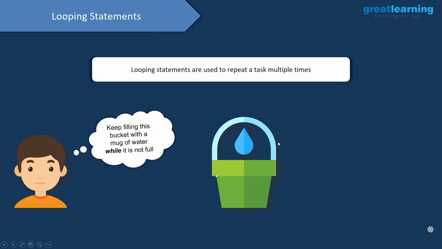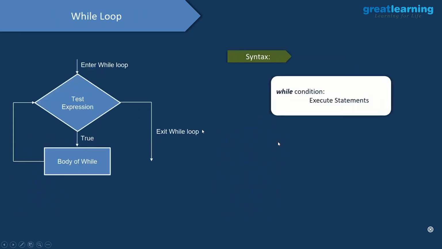So we had seen this example where we had to fill up a bucket, and to fill up that bucket, we had to take a mug of water and keep pouring that mug of water until this bucket is full. So the condition is, while this bucket is not full, we will keep on repeating the same task. This is how the while loop works. So we'll start by working with the while loop.